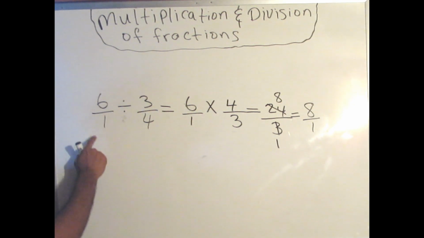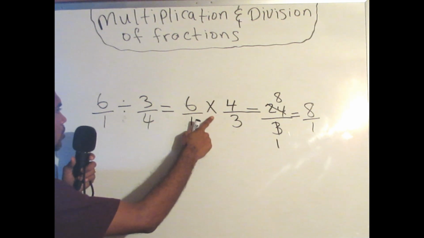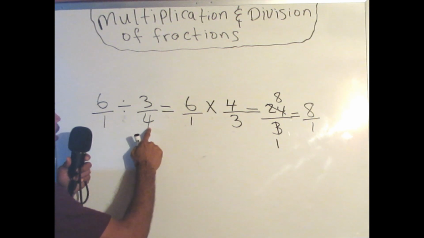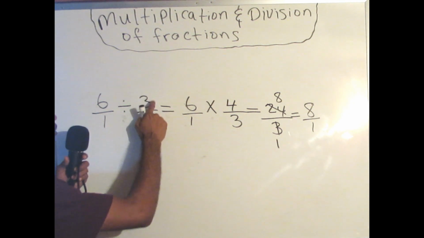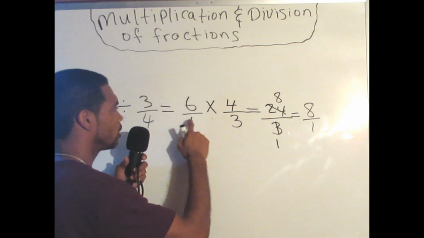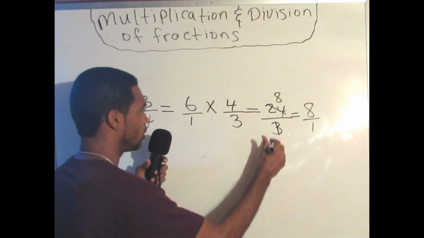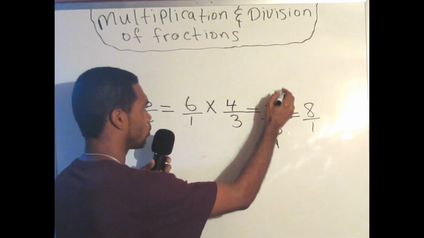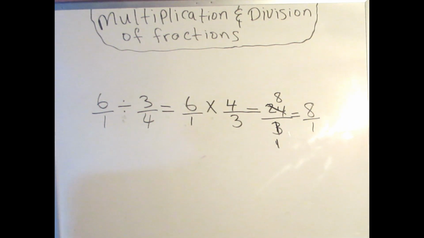Once again, to solve a problem like this, we place our first fraction, we change our sign from division to multiplication, and we switch our denominator with our numerator. So now, instead of 3 over 4, it changed to 4 over 3. We multiply across. 6 times 4, 24, and 1 times 3, 3. 3 can go into 3, 1. 3 can go into 24, 8. Answer is 8 over 1, or just simply 8, and the problem is solved.